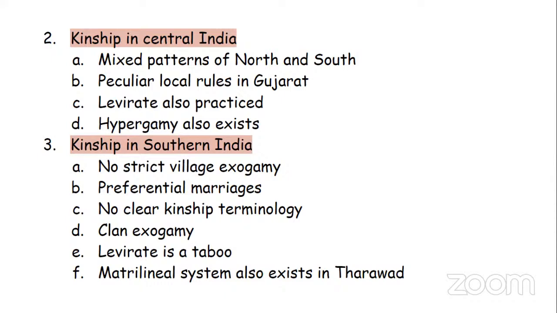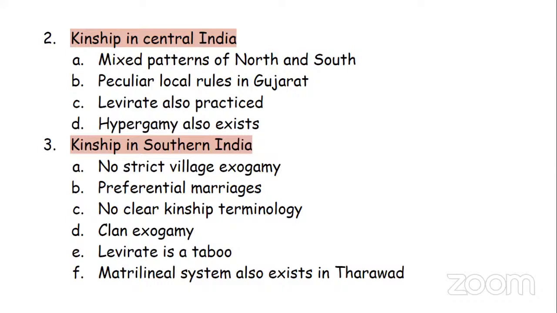And then hypergamy was also existing. Hypergamy means, in a marriage, when the status of the groom is higher than the bride, that kind of marriage is known as hypergamy. So in some parts of central India, hypergamy was also existing.